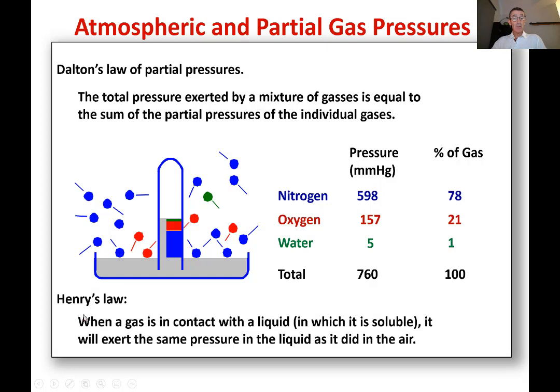So that's the partial pressure that each of those gases is exerting in the room. And Henry's law also says that when a gas is in contact with a liquid in which it's soluble, it will exert the same pressure in the liquid as it did in the air. So if this was water, oxygen in the air exerts a partial pressure of 160-ish millimeters of mercury. It will diffuse into the water, go into solution in the water, and even though it's in solution, it will still exert the same pressure in that water.